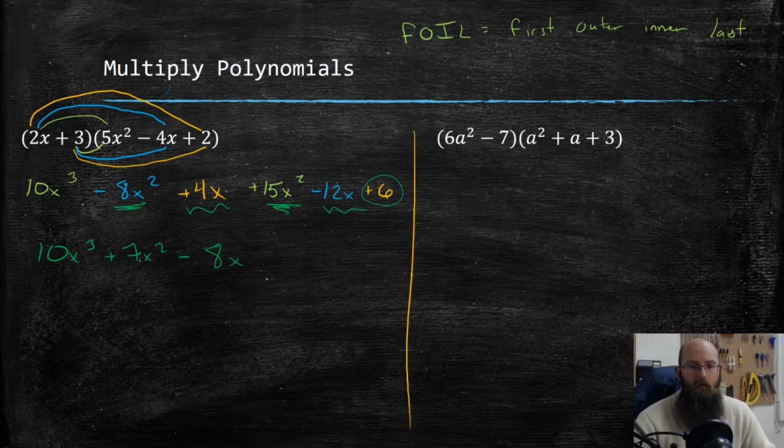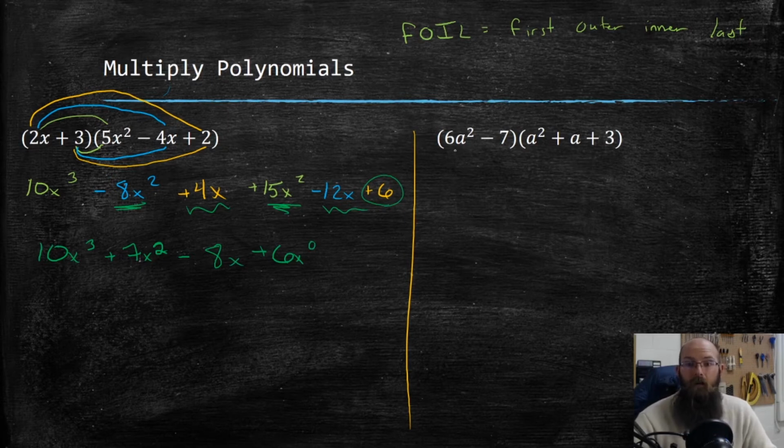Then I just have this lone 6, so it just comes on down. Double check my exponents here. It's always nice if they're in descending order. So x cubed, x squared, x, and then x to the 0, really. So that's nice. No more things I can combine. Perfect. Let's move on to the next example, which is right over here.